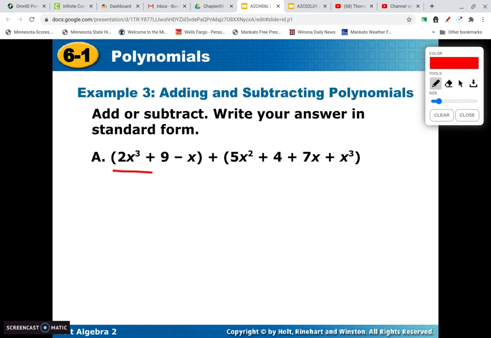And what we're looking for here is those. So let's add those. So we get a 3x to the 3rd. Let's see. Well, nothing to add here. So we're just going to put the 5x squared next. And always put them in order.